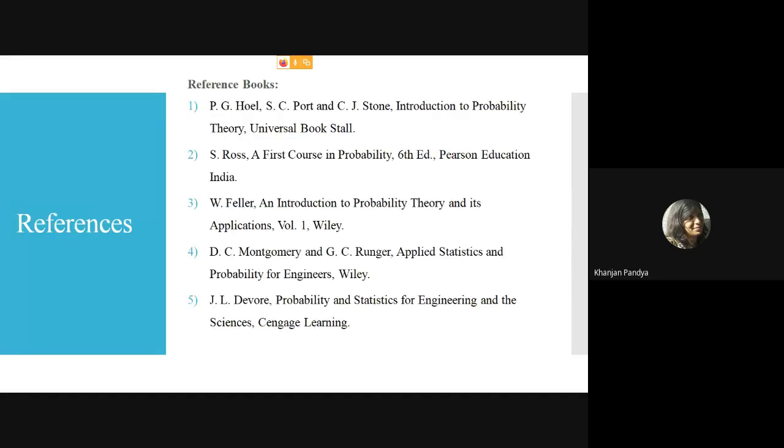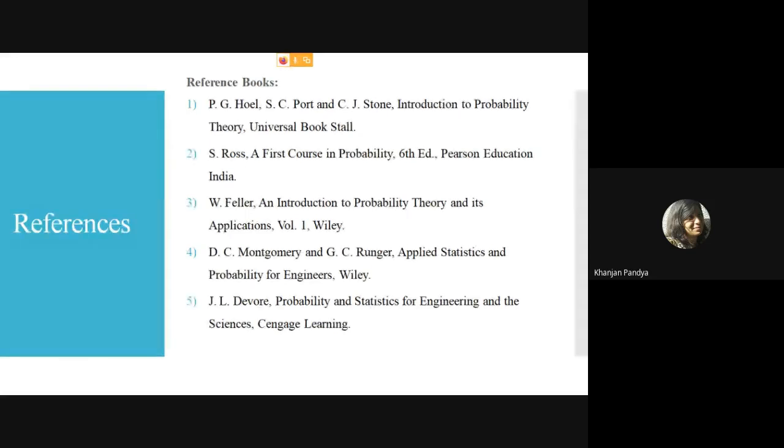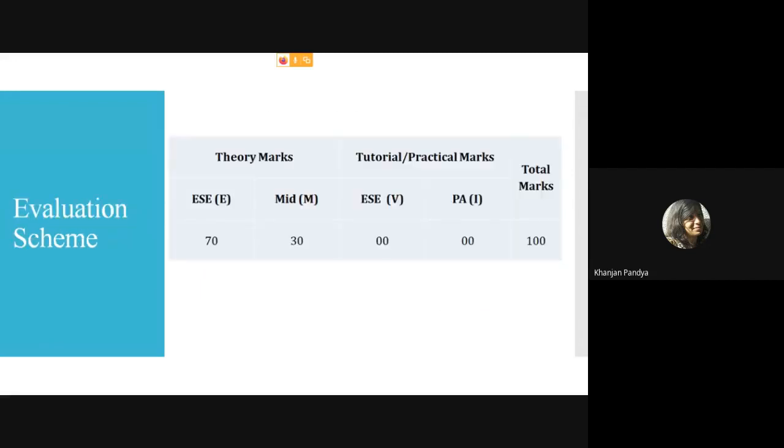These are the reference books. I have uploaded 2 or 3 reference books in our e-contents also, so you can get the reference books over there and study from them if you want to. But for the first unit, you don't need any reference books. For the second unit, you can have reference books. It's up to you. It's your decision.